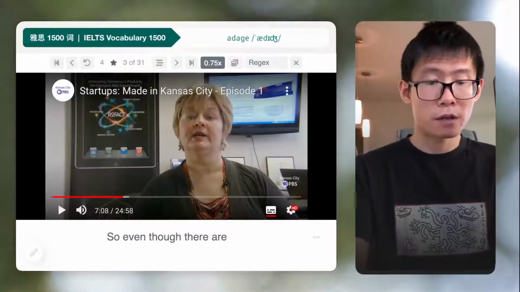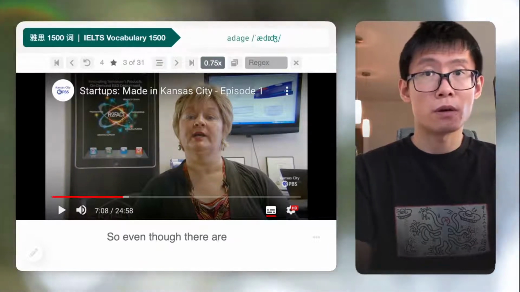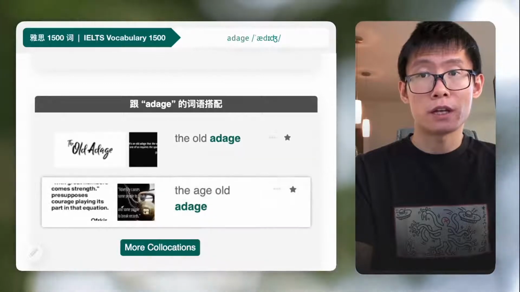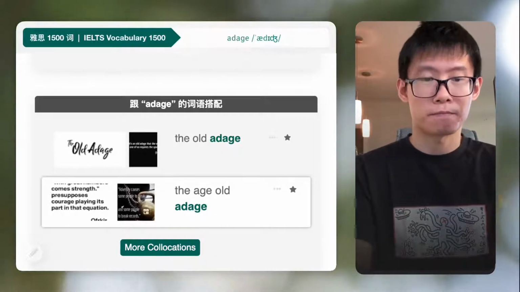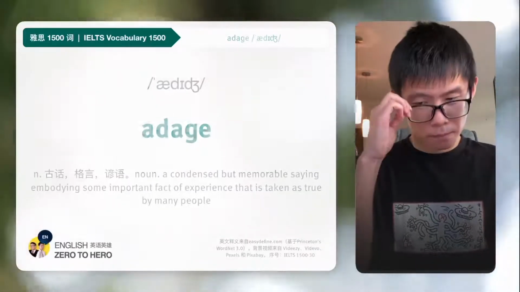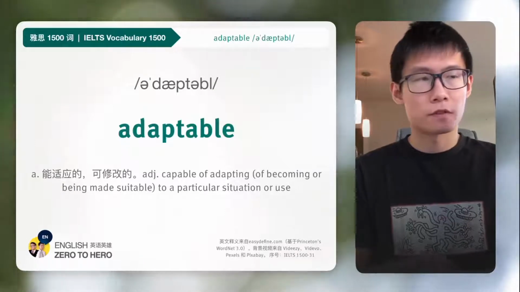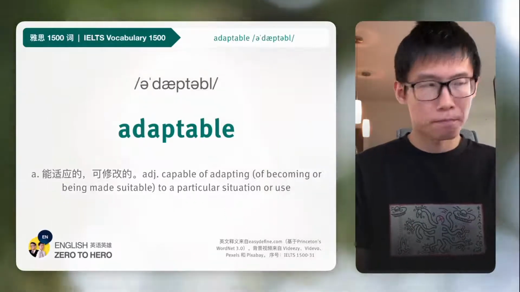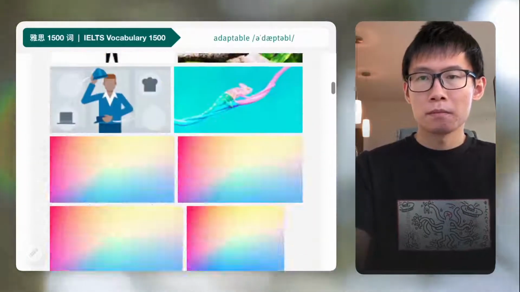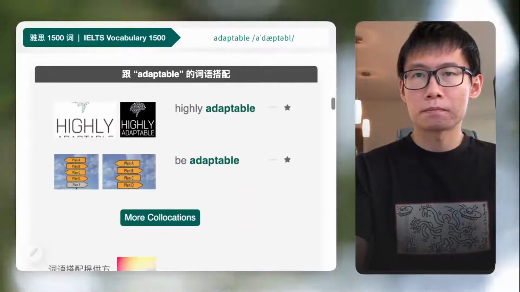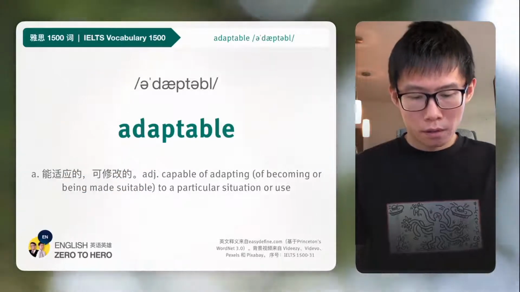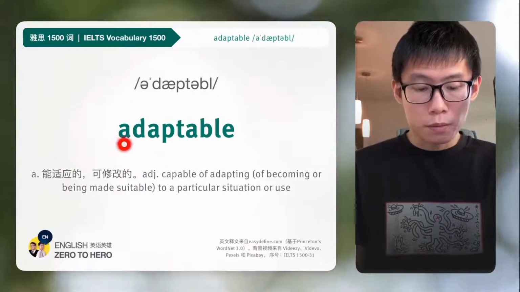So that's adage. Adage is a saying, especially a very old saying. And old adage, the age-old adage not to judge a book by its cover. So let's take a look at the next word. The next word is adaptable.